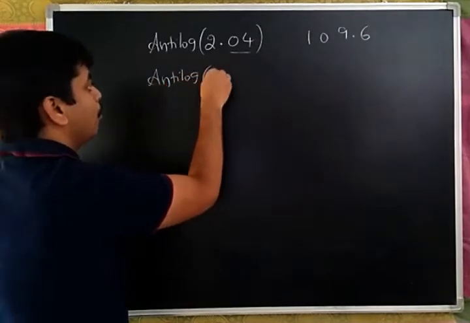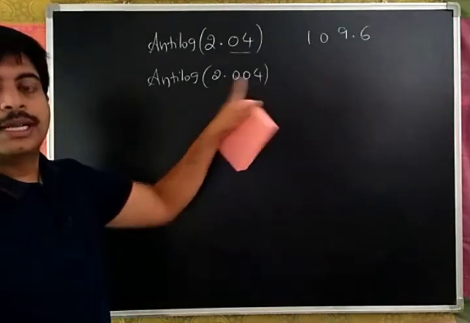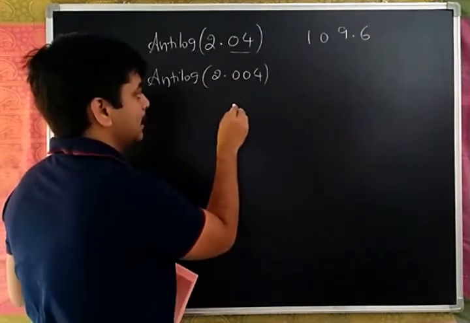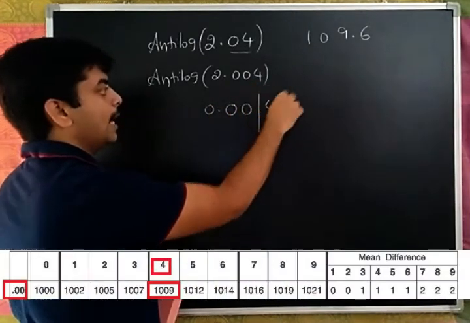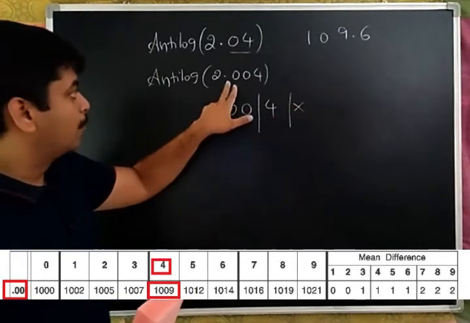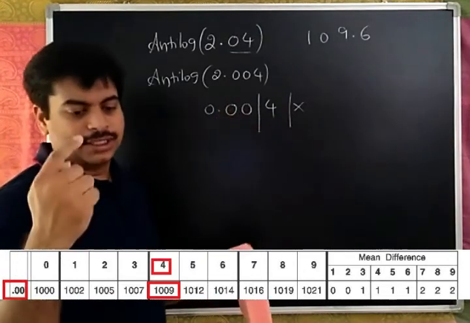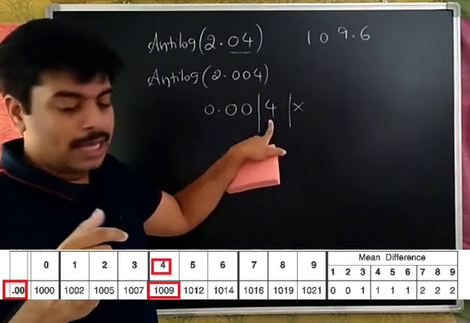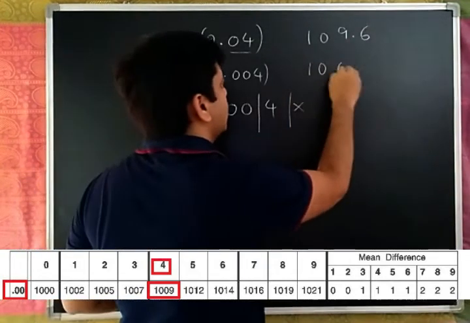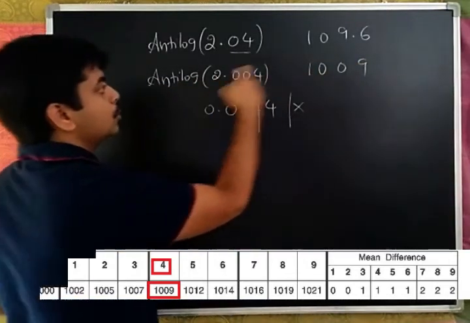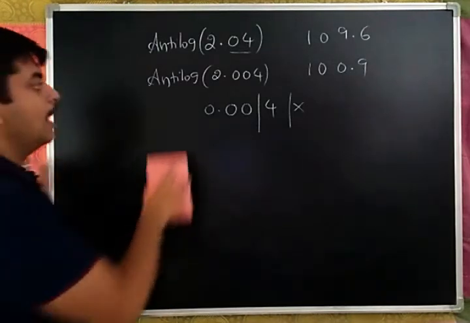Antilog of 2.004. Do we have 004? Yes, 004 is at the 0.00 row and 4th column, and there is no mean difference. So check that one, the first row, 0.00, and 4th column, it is 1009. You have 2, so keep the decimal after 3, that is 100.9. Let us see one more decimal.